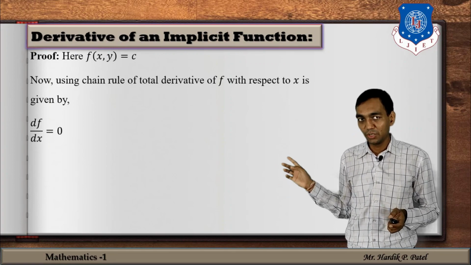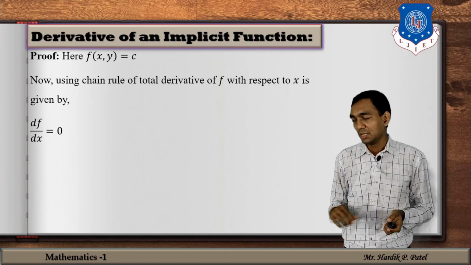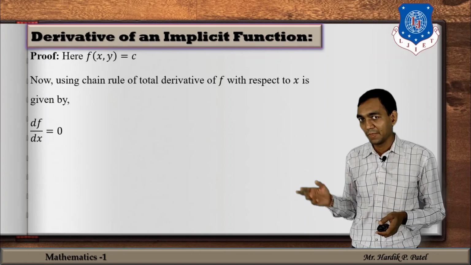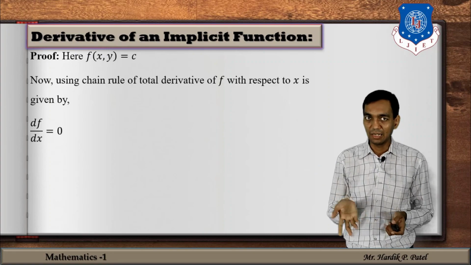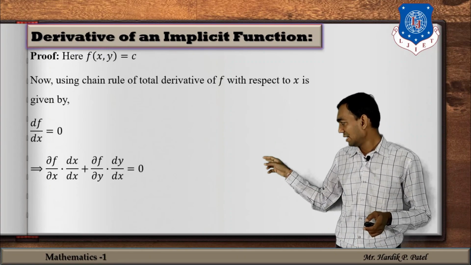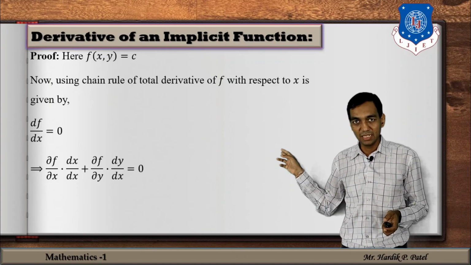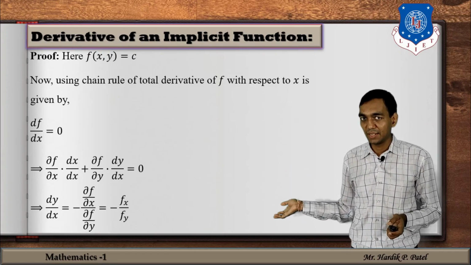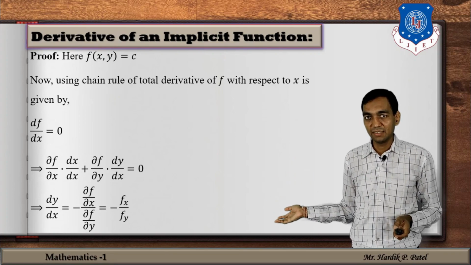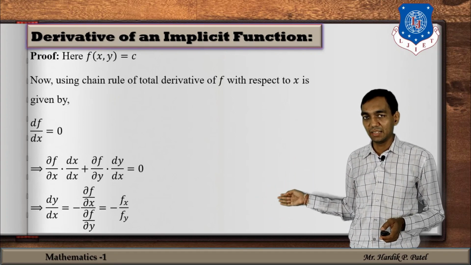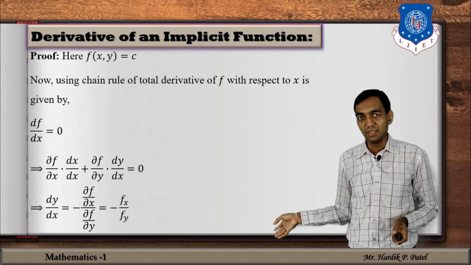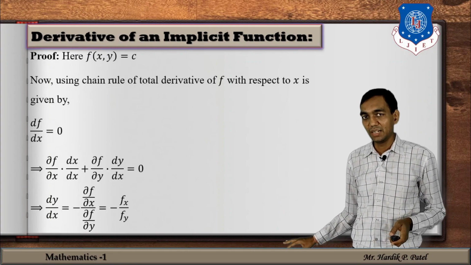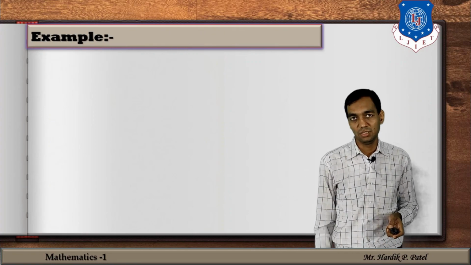In that case, applying the chain rule, df by dx will be 0 because f is a function of one variable x at last. So, del f by del x into dx by dx plus del f by del y into dy by dx is equal to 0. dx by dx has a value 1, and making dy by dx the subject, that will give you minus del f by del x divided by del f by del y. That means minus fx upon fy. Here you have to check, provided that the denominator is non-zero.